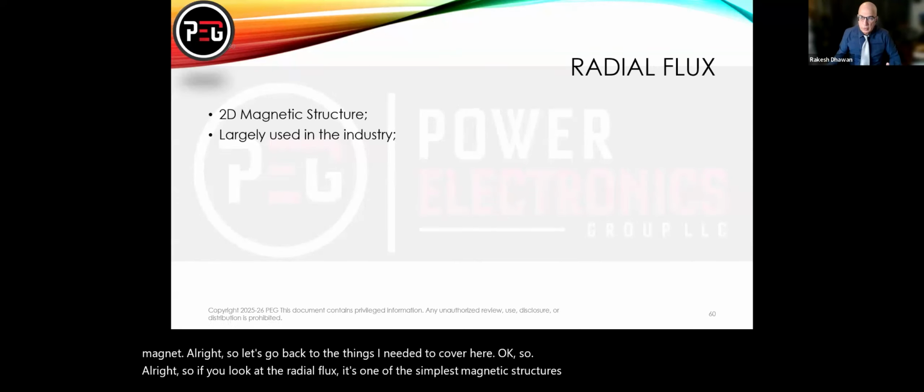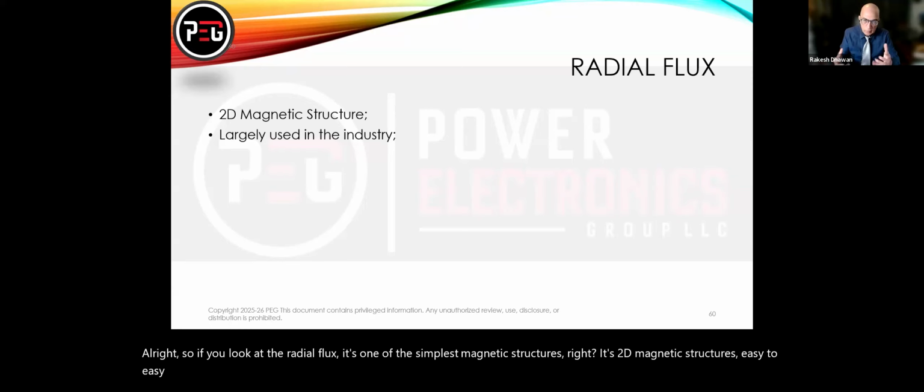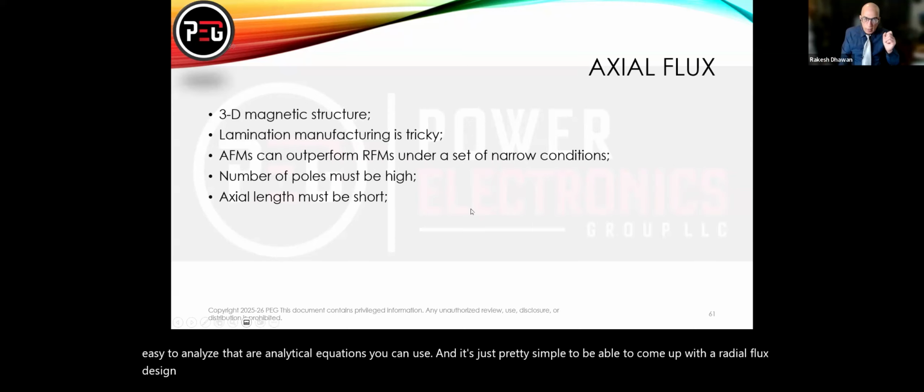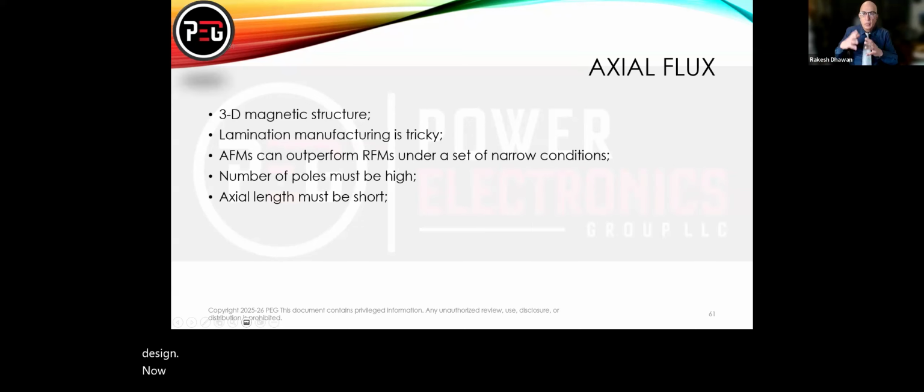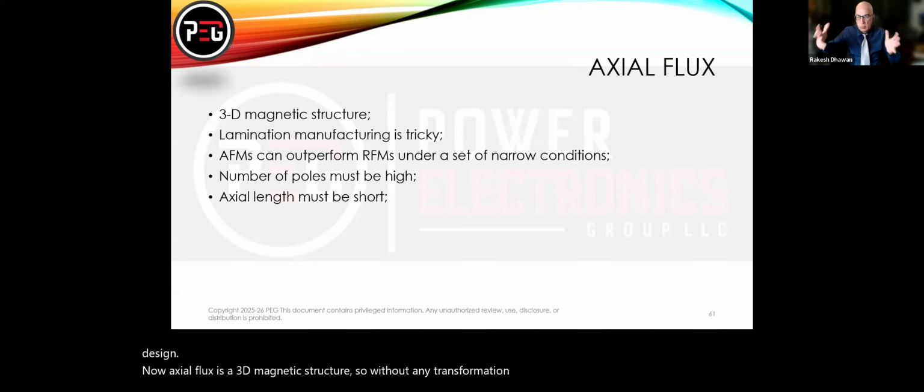It's 2D magnetic structures, easy to analyze. There are analytical equations you can use, and it is pretty simple to come up with a radial flux design. Okay, now axial flux is a 3D magnetic structure, so without any transformation, you cannot really use a 2D FEA program to do it.